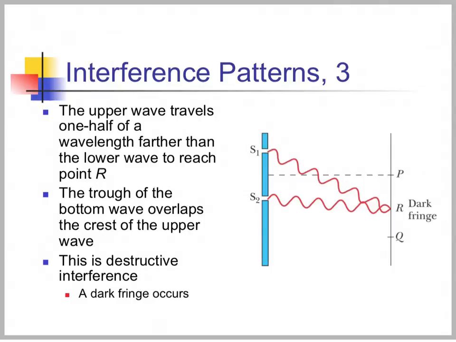Now halfway in between, as this light comes here, this one has traveled a half a wavelength more. If it's a half a wavelength more, then they are exactly 180 degrees out of phase. So when we add them up, we get 0, and that corresponds to destructive interference, or a dark fringe.